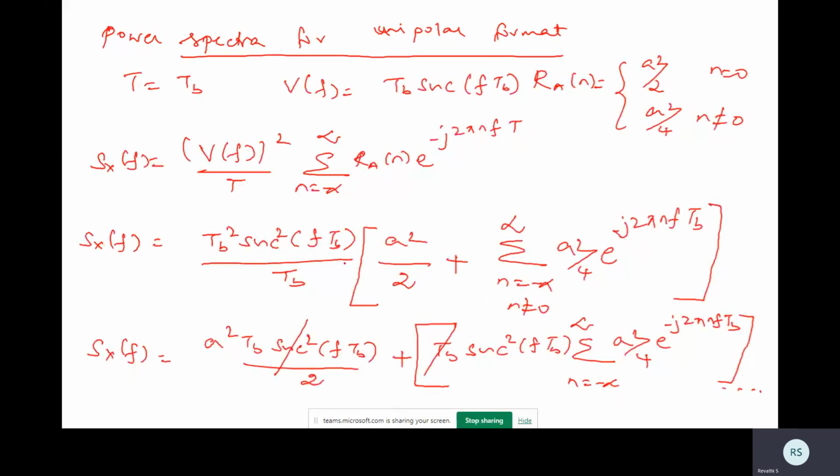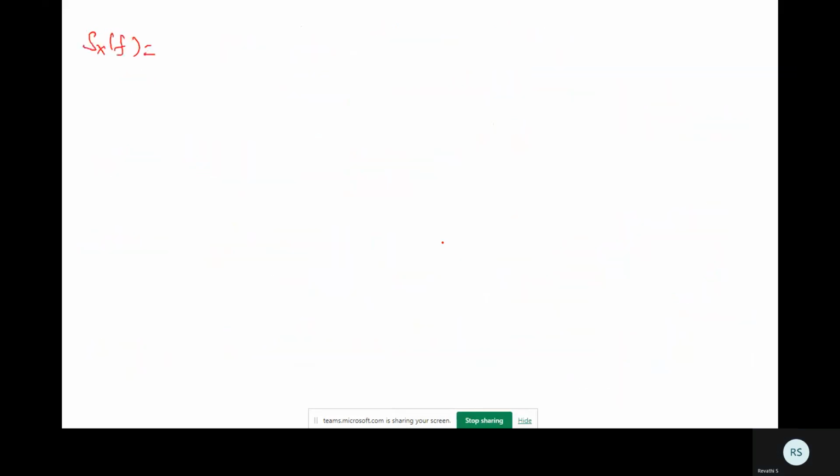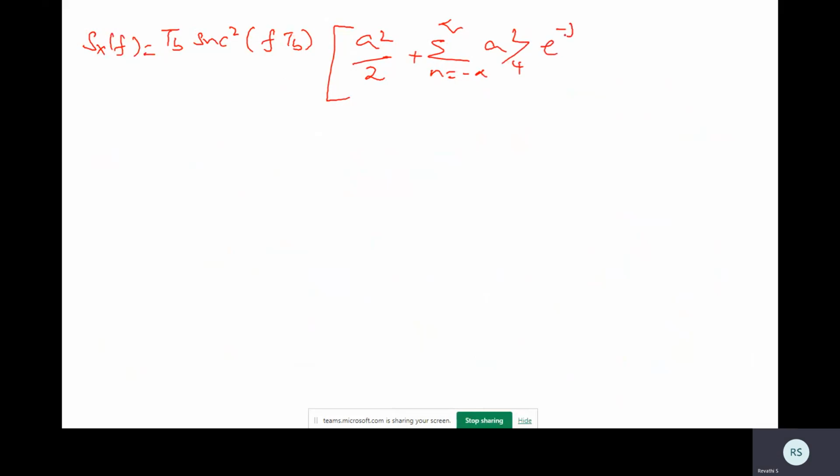So now, from the continuation of the previous slide, what you are having is Sx of f is nothing but, it is better, we will continue from this part. We are having Tb sinc square of f Tb times of a square by 2 plus summation n equal to minus infinity to plus infinity a square by 4 e power minus j 2 pi n f Tb, and here n is not equal to 0. I have just continued the previous equation.